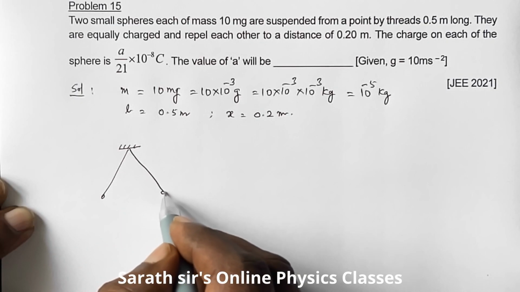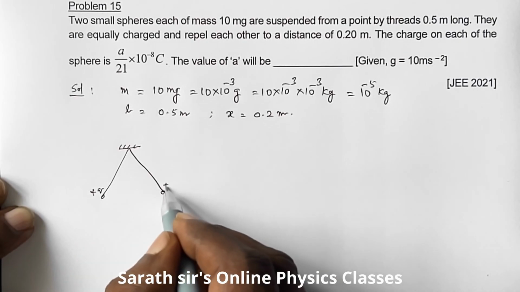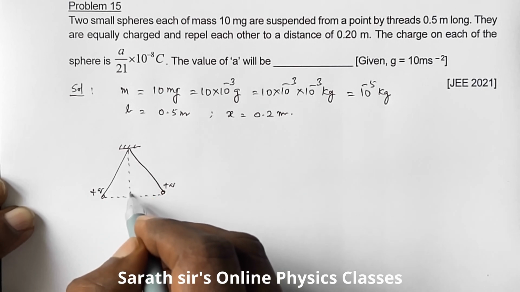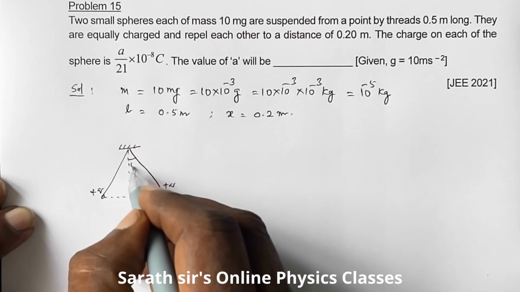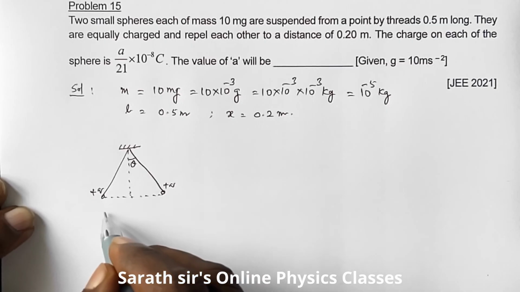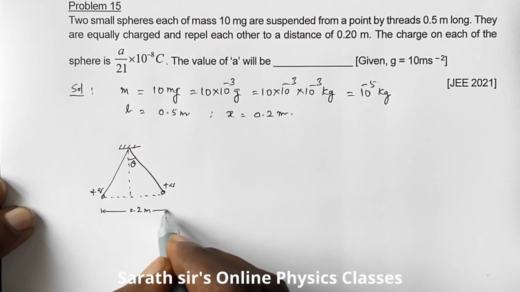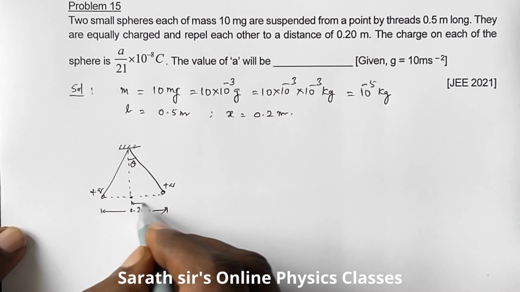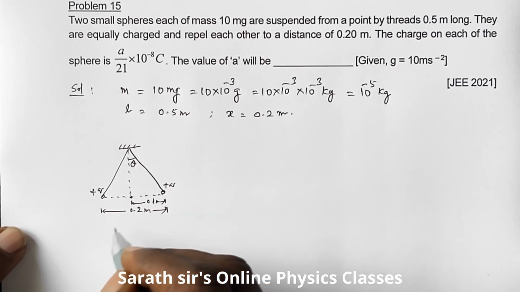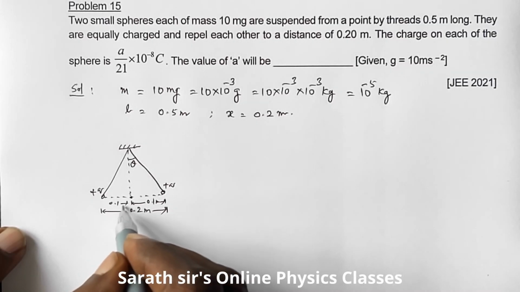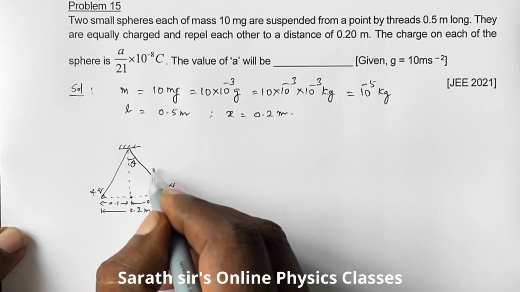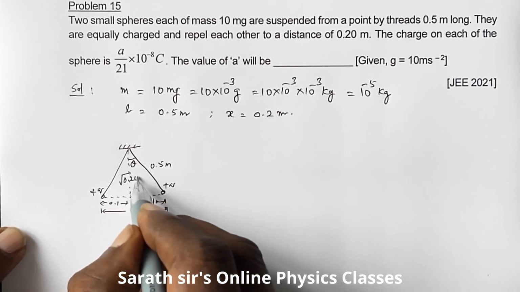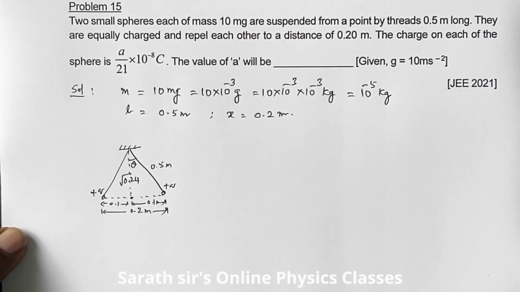So from the same rigid support, two pendulums are there, both having the same charge. So this is the separation between them. This is the perpendicular bisector, this is the angle theta. So the total distance is 0.2 meter, so this is 0.1 meter, this is also 0.1. This is 0.5 meter. So this length is 0.24 because that is the hypotenuse.